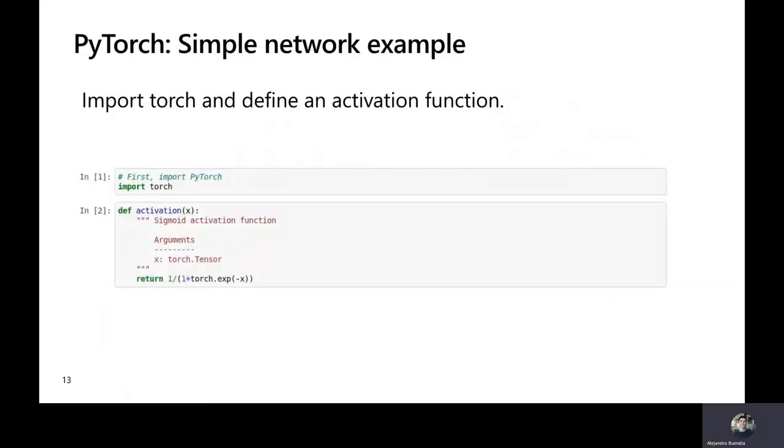We'll look at a very simple tutorial on how to initialize a network in PyTorch. First, we import the package as torch and define some activation function. In this example, we have implemented sigmoid using PyTorch's exponential function.